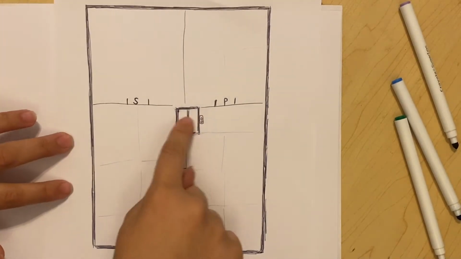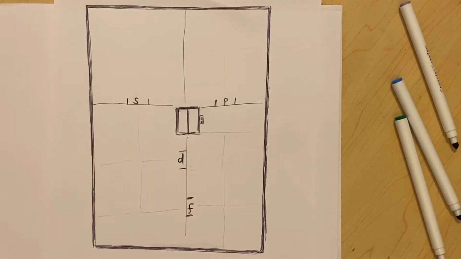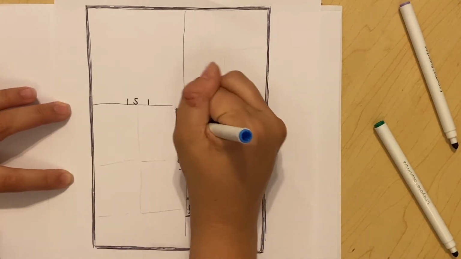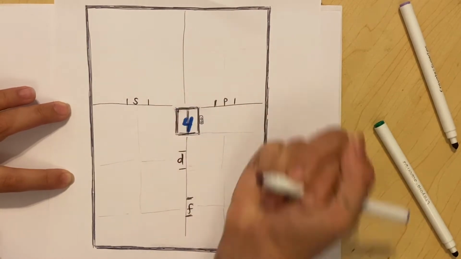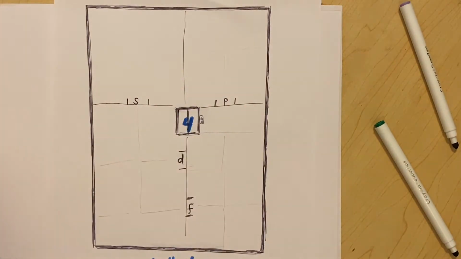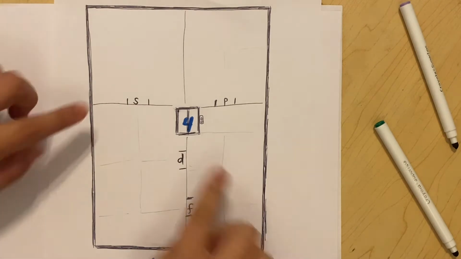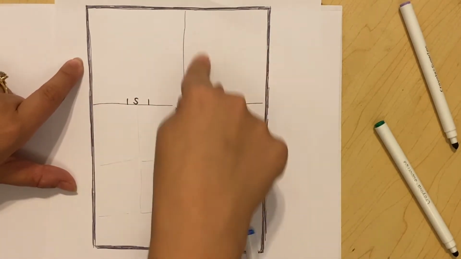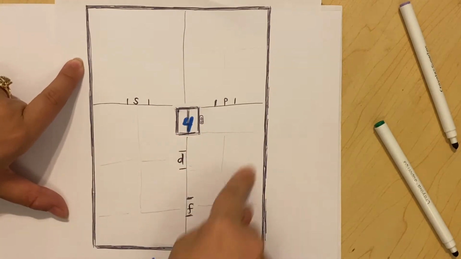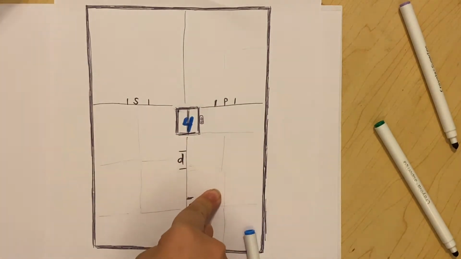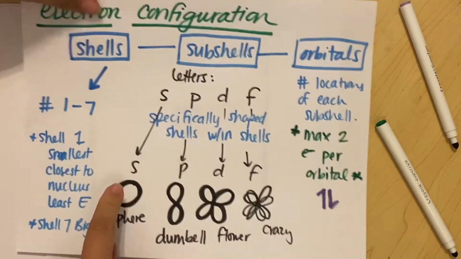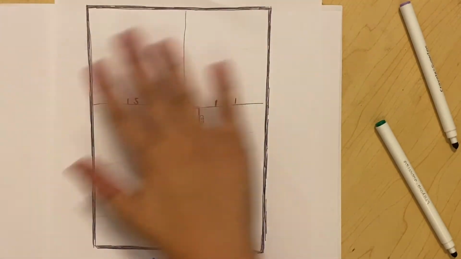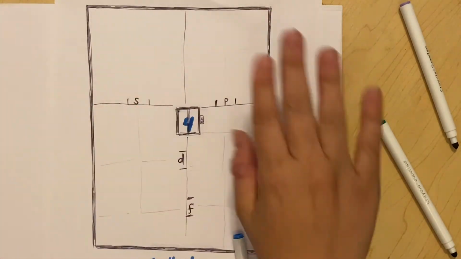So imagine I took my elevator up on my apartment complex to the 4th floor. So boop, I'm now on the 4th floor. This would be my 4th shell. And when I get to my 4th floor, there are 4 different apartments. I have the S apartment, the P apartment, the D apartment, and the F apartment. So I have these different subshells, these different apartments on that 4th shell.